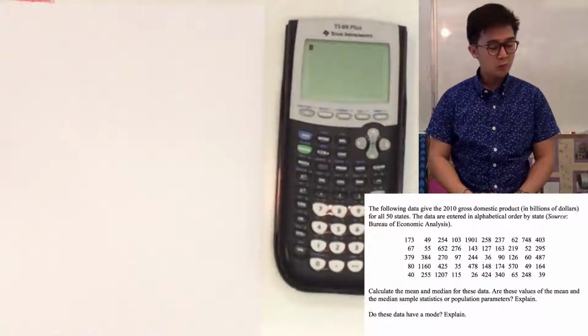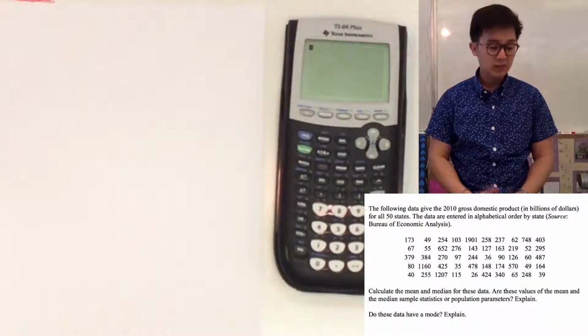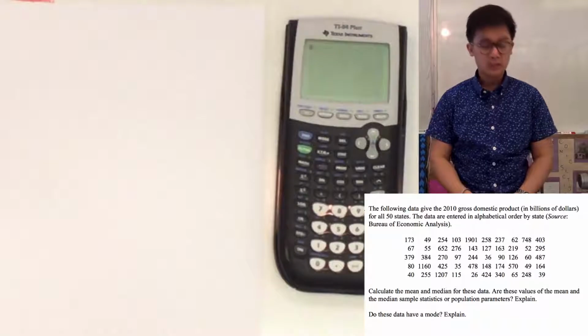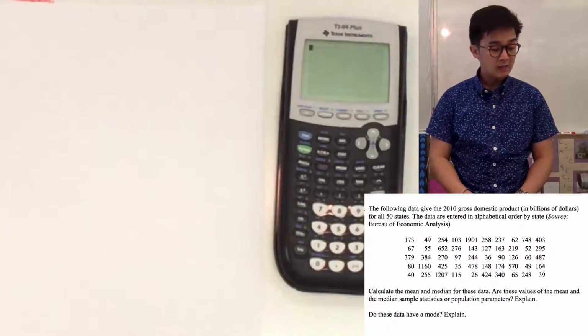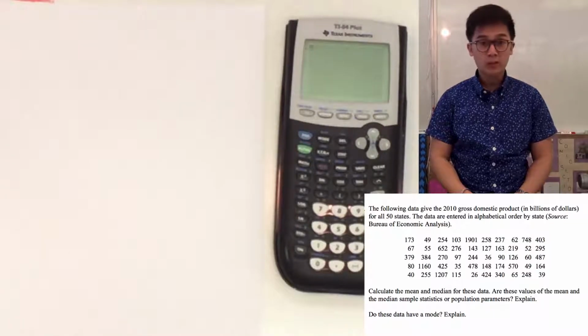In this problem, we are given a 2010 gross domestic product in billions of dollars, and we're supposed to find the mean and the median of this data set. And we're also asked if this data set is from the sample statistics or a population parameter.